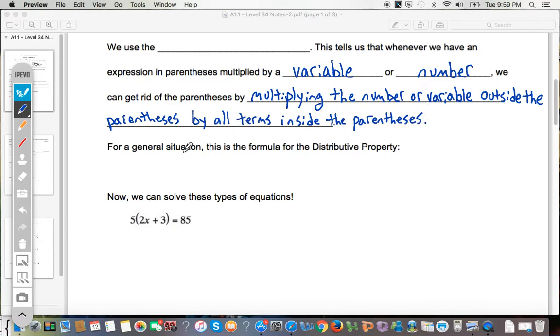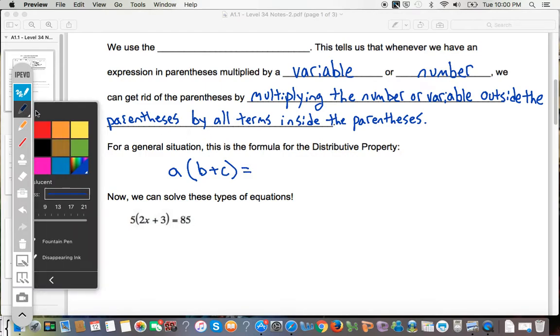So let's look at a general situation. So the example I'm about to give you uses letters, and it applies to any situation where we have to use the distributive property. So in simplest terms, let's say we have A, and in parentheses we have B plus C. Okay, trying to figure out what that equals.